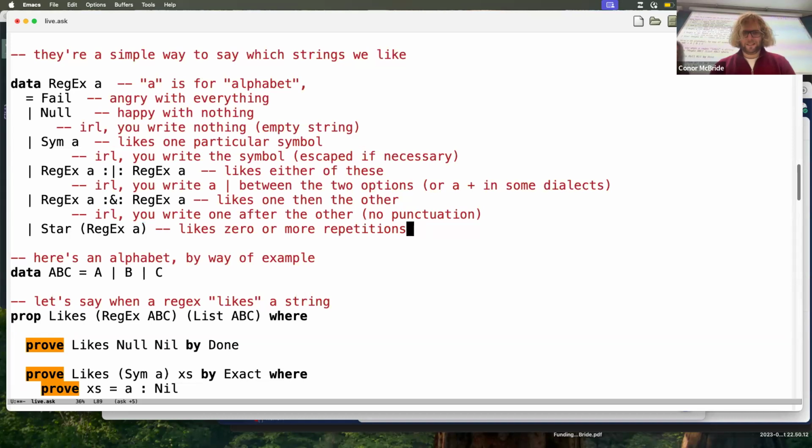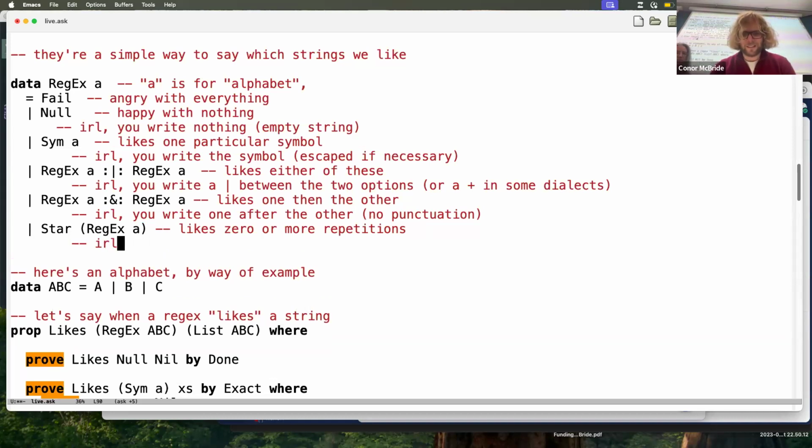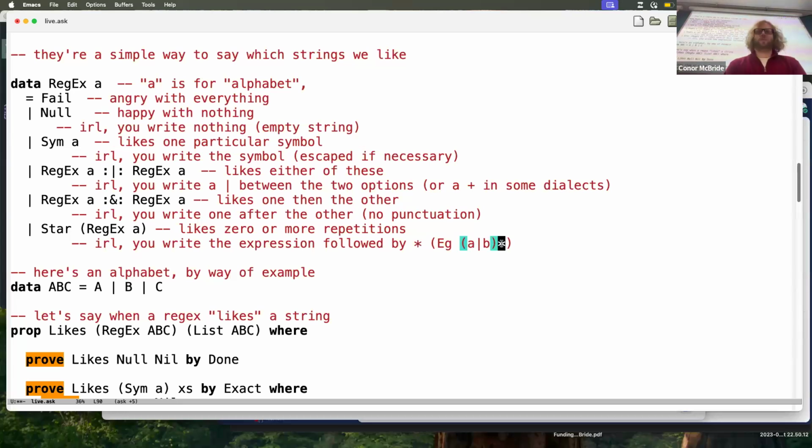Let's have one of these in real life. It's a postfix star. A typical way to do it is you have a finite number of choices, A or B, and then you repeat this 0 or more times. So this describes the expression which likes A or B, and then A or B, and then A or B, until you don't want them anymore.